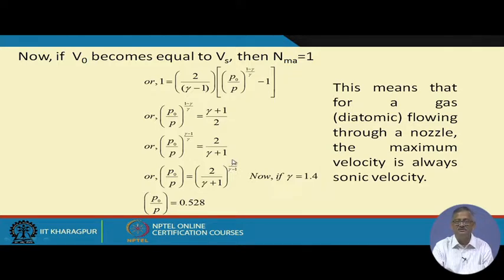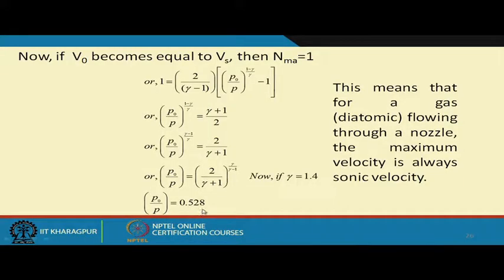Now, if we say that the fluid is a diatomic gas, then the value of gamma, that is the heat capacity ratio, we can take as 1.4, and if we take 1.4, then this ratio P0 by P becomes equal to 0.528.